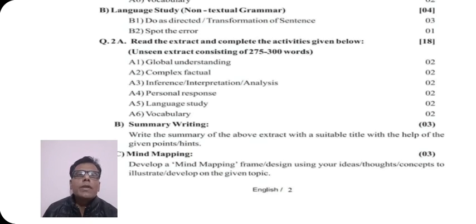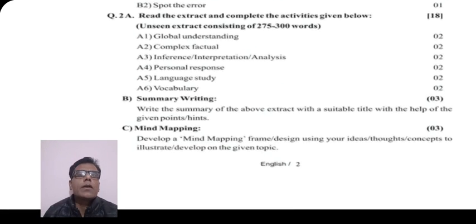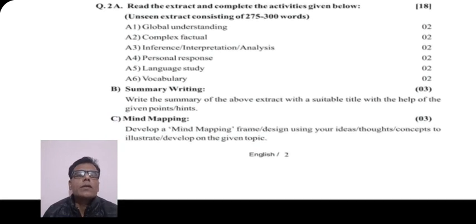Now we'll see question number 2B of summary writing, 3 marks. As I remind you, students, last year we had summary for 4 marks, but this year it has slightly changed to only 3 marks. Here we have to write the summary of the above extract, meaning the extract for question 2A will be given. Here we have to write a suitable title with the help of the given points and hints. The hints and points will be given to you in the activity sheet in the exam for 3 marks.